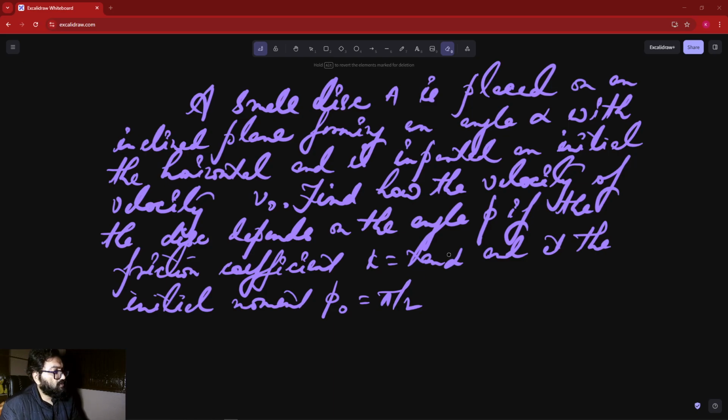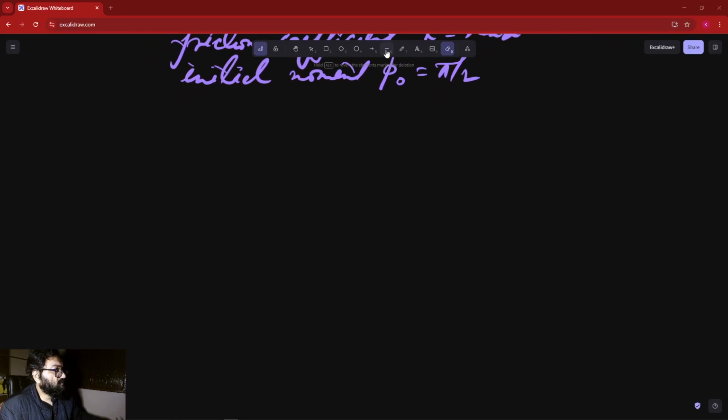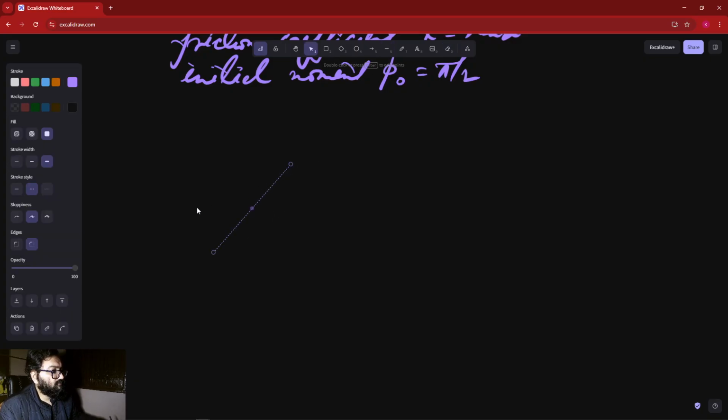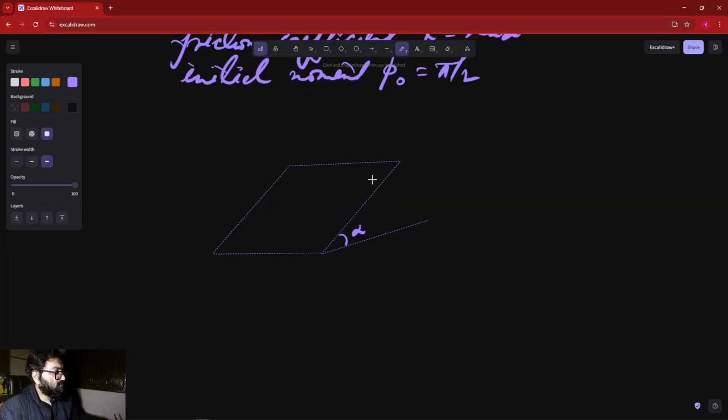Okay, so let me draw the diagram. You'll get to know what exactly this problem is saying. So in this problem I have an inclined plane which makes an angle alpha. So I'm drawing the inclined plane right now. This is my inclined plane. I'm trying to draw a 3D view of the inclined plane. This is the slant surface, and with the horizontal it makes an angle of alpha. This inclined plane has a frictional coefficient k, which is given to me as tan of alpha.